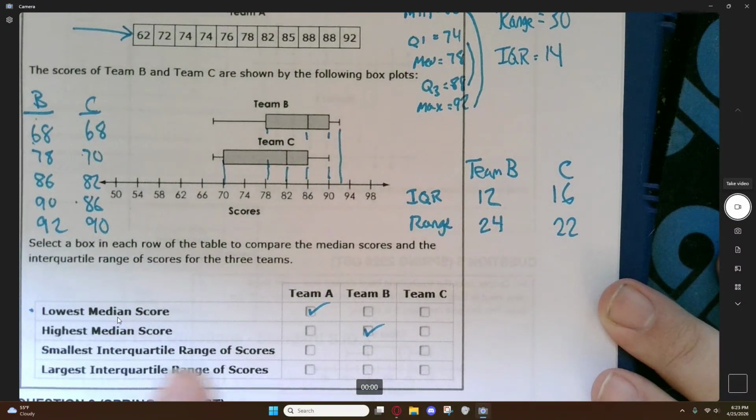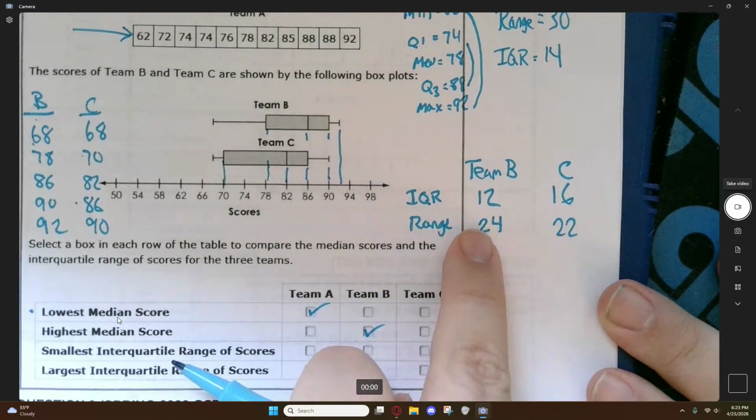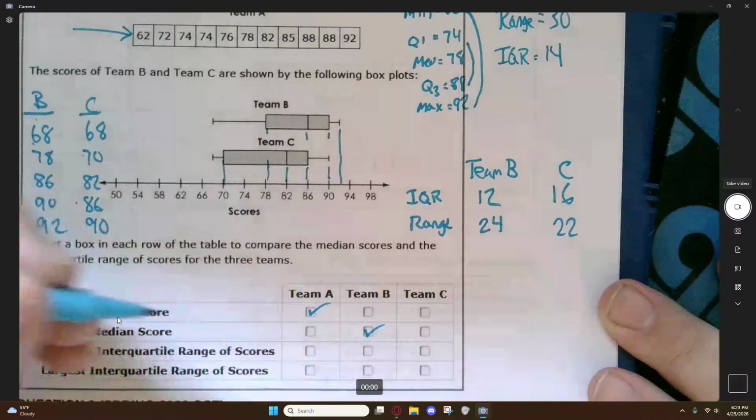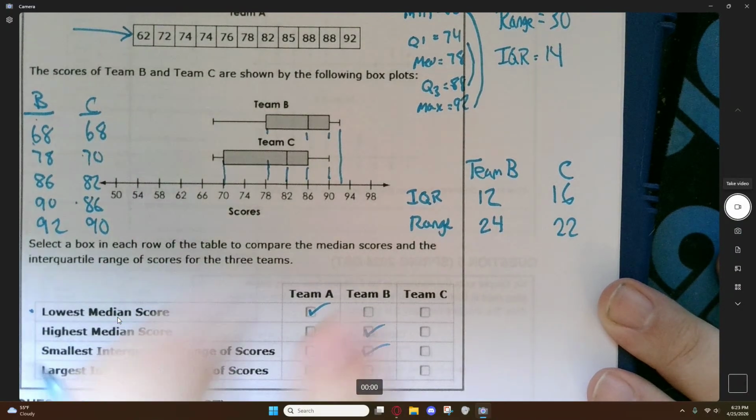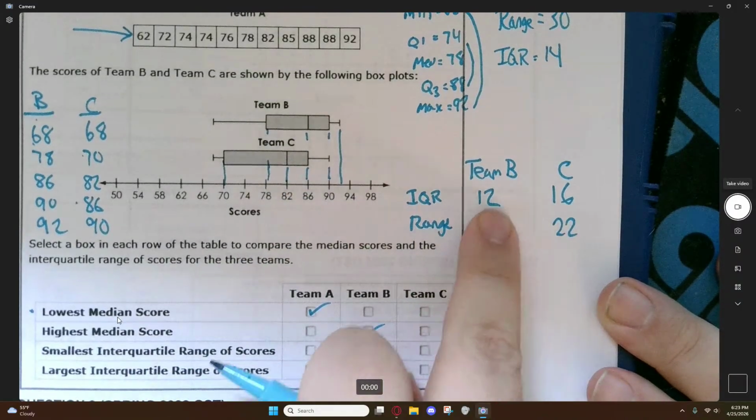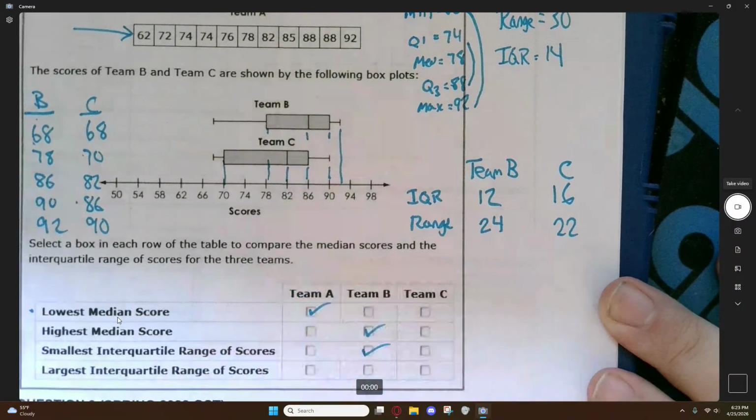The smallest interquartile range of scores. Team A's is 14. Team B's is 12. Team C is 16. So that would again be Team B. And the largest interquartile range, Team A is 14, Team B is 12, Team C has 16. So it would be Team C.